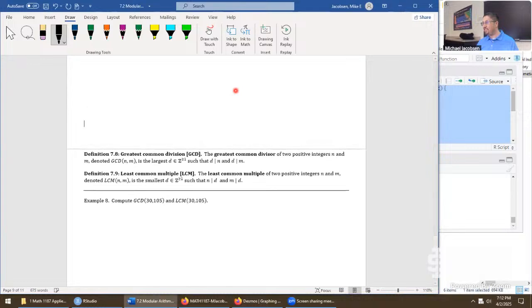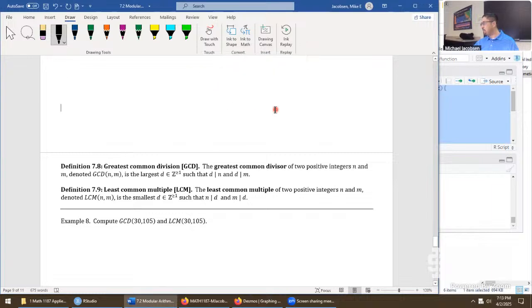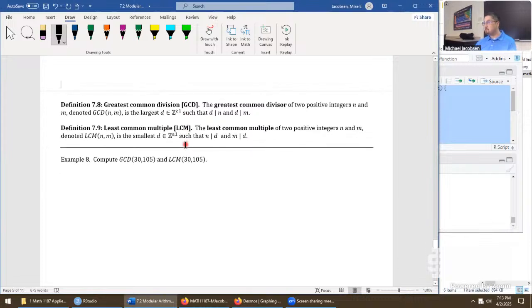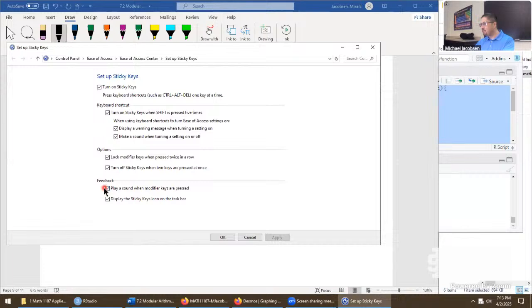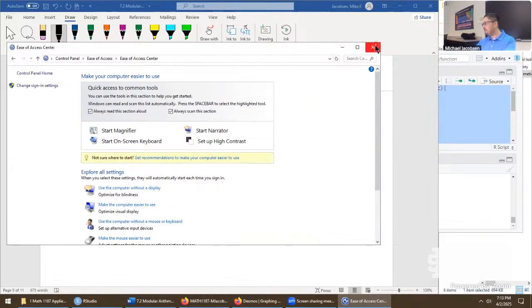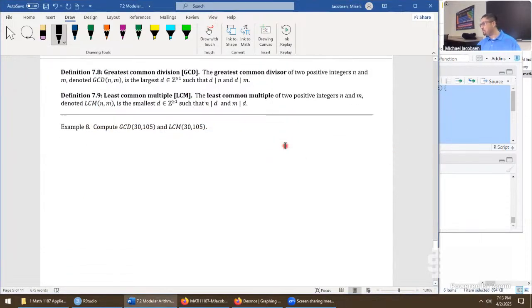Greatest common divisor and least common multiple. I'm not sure what I did to this computer. I've offended this computer badly. It's beeping. I don't know if you can hear this across Zoom, but in the classroom, the computer is really upset. We'll just hope it keeps on going. When we come back on Tuesday, oh, hang on, what's that? Sticky keys. I must have pressed something. Play a sound when modifier keys are pressed. Just turn that off. Oh no. We might have a problem on the next class, but we'll survive that.